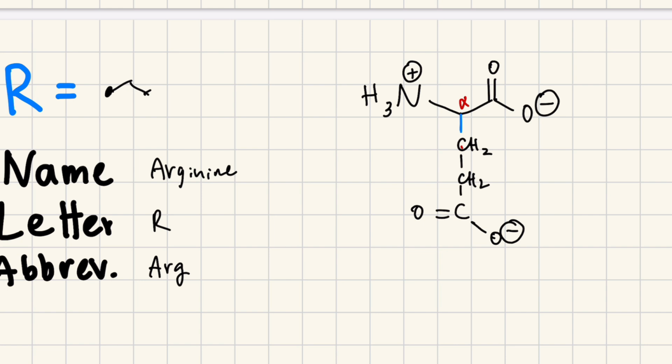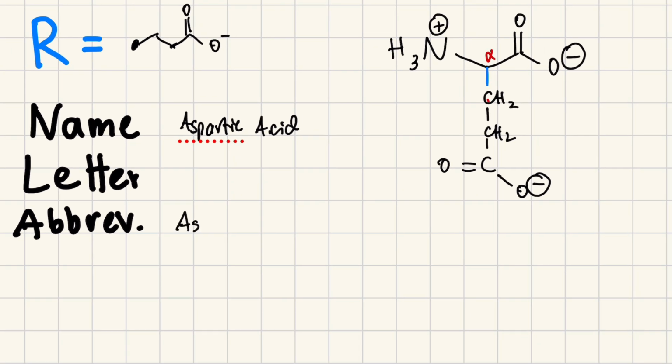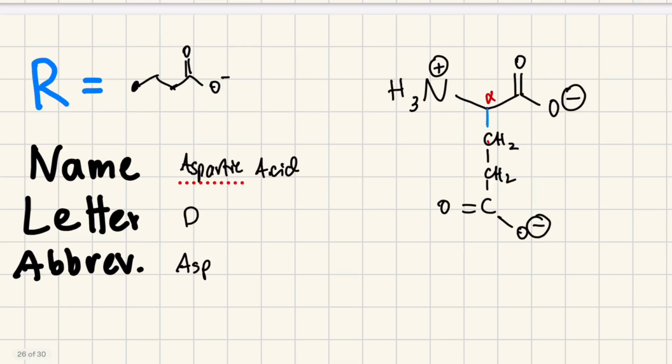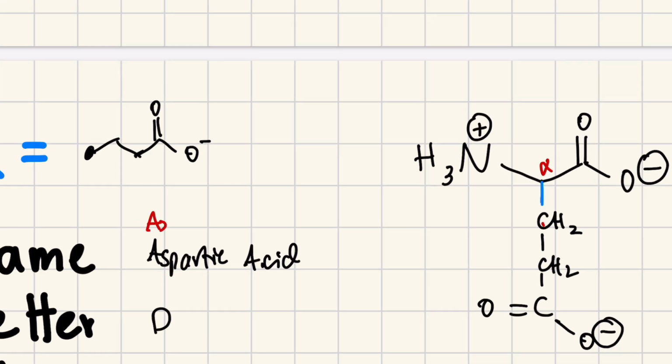So 2 carbons, then our carbonyl, then our carboxylic acid. Name again, similar to asparagine, is aspartic acid. The abbreviation is ASP. The letter is D. One way to remember this is a different way to pronounce aspartic acid if you have a certain accent, would be aspartic, you know, with a D, aspartic acid. So there's a D there.